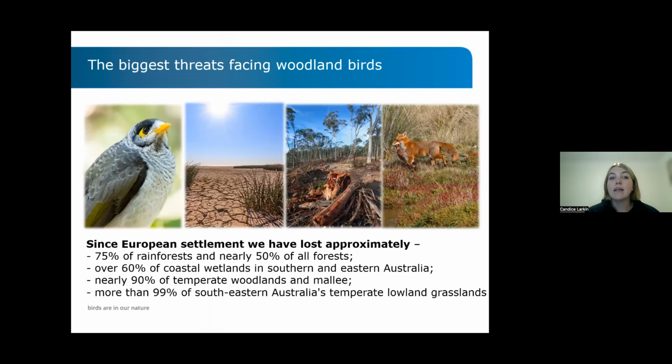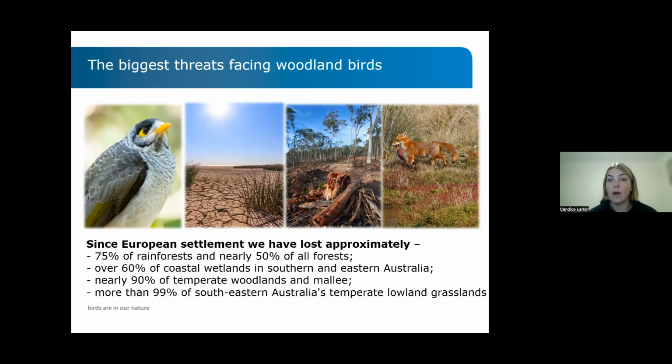Okay, so there are many threats that are facing woodland birds. This is probably not news to anybody who is attending here. Of course, the biggest threat is arguably human disturbance, and this can occur in a lot of ways. We have human disturbance in that we're doing a lot of clearing, both in the agricultural sense, but also for development and logging. We also have human interference where we have inappropriate fire regimes.